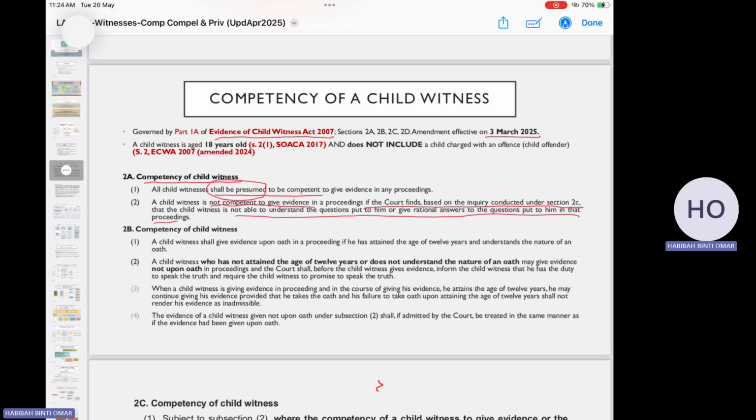So basically, section 2A, subsection 2 here is confirming the proposition in Tajuddin as well as section 118. Because if you don't understand the question, you cannot give rational answers to those questions, so you are not competent. So if you can answer this one positively, then you are competent. So if you are competent, what kind of evidence will a child give? So you look at section 2B.